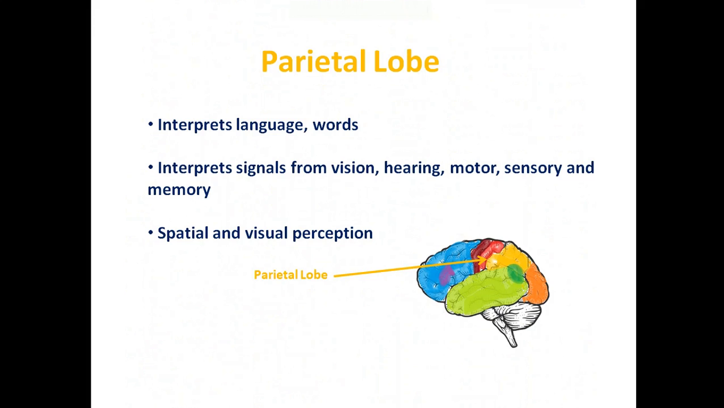Parietal lobe. It interprets language and words. It also interprets signals from vision, hearing, motor, sensory and memory. Spatial and visual perception also come through the parietal lobe.